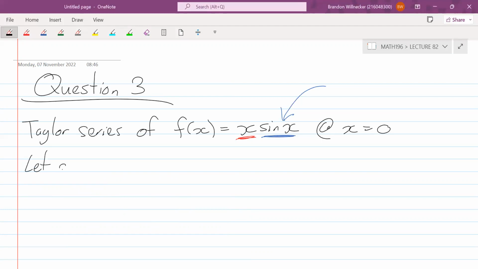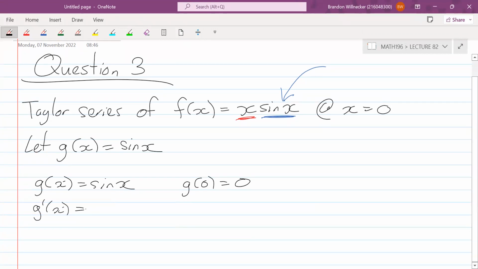So if we let g of x be sine x, then we can find the Taylor series for g and multiply everything by x, and then we get our f of x. Okay, so if g is equal to sine x, then we can go through all the derivatives to see what those coefficients are. So let's start. g of x is sine x, and we want to find the Taylor series at x equals 0. So g of 0, that's 0.